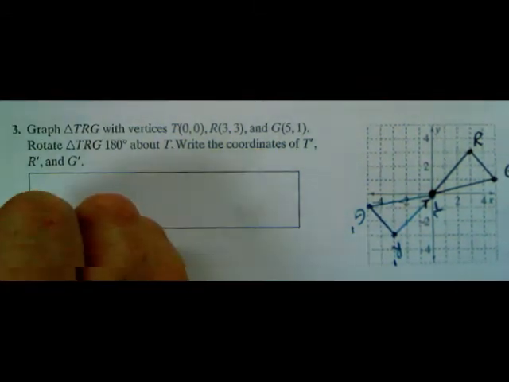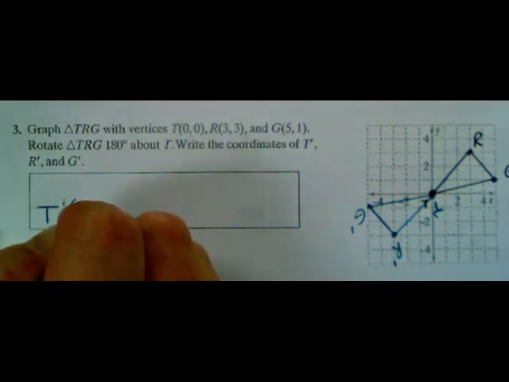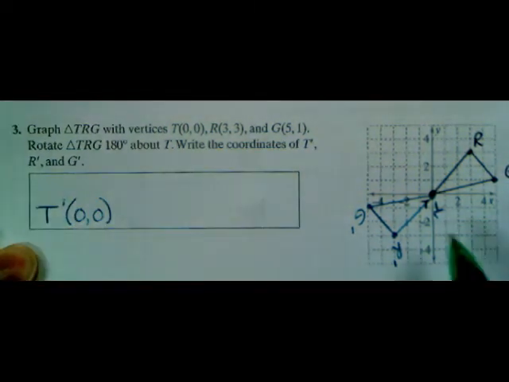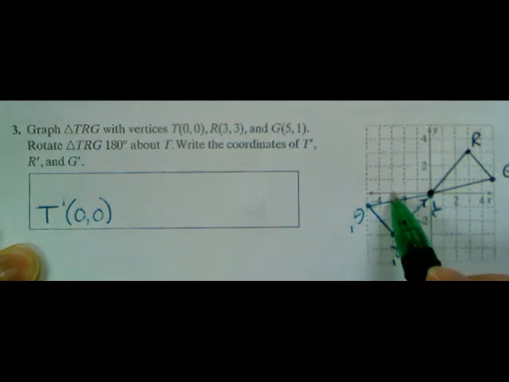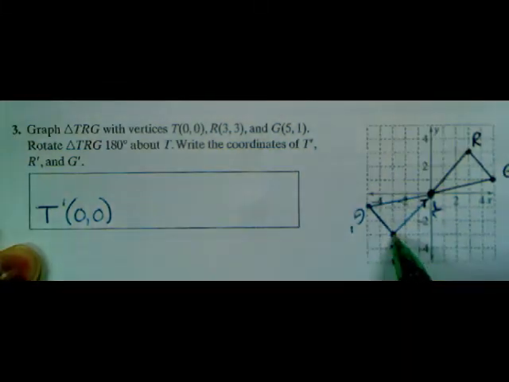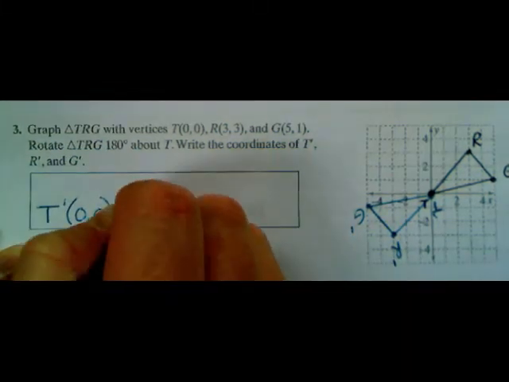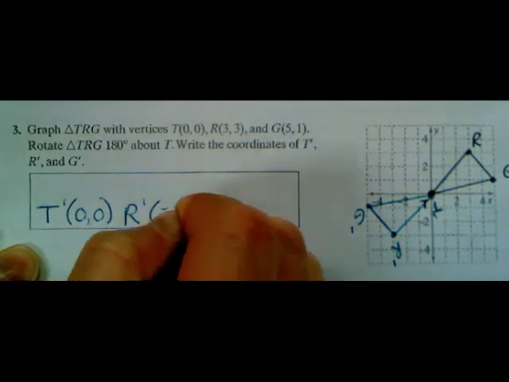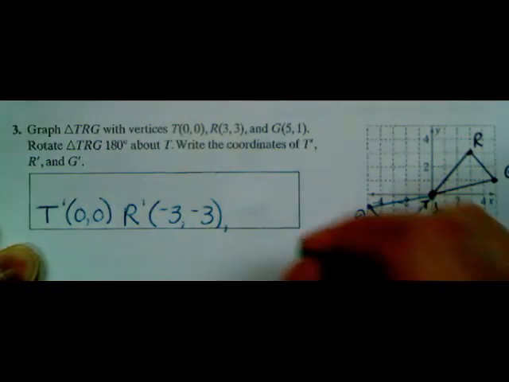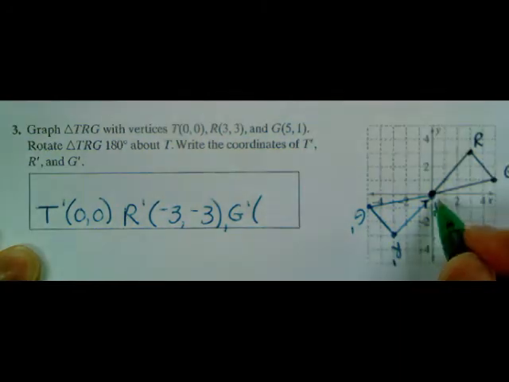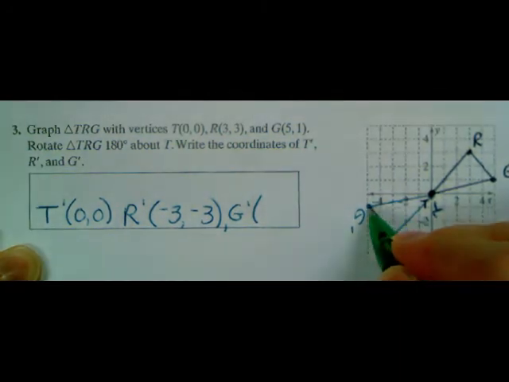And we're going to write the coordinates of the new triangle. So T prime is still at 0, 0. R prime is at negative 3, negative 3. And G prime is at negative 5, negative 1.